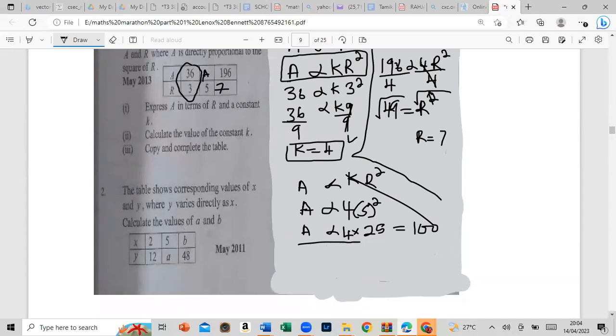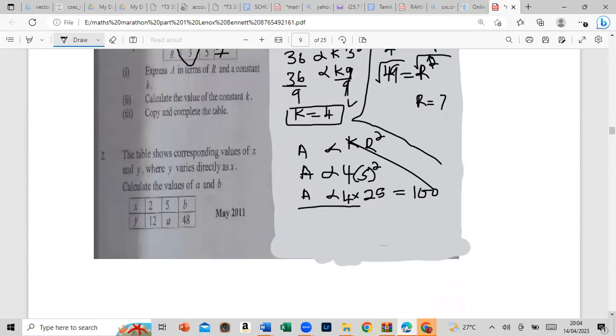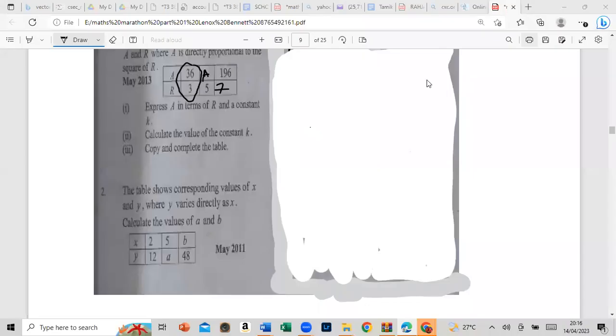All right. Try this one, guys. The table shows corresponding values of x and y. We have to read it carefully. It says where y varies directly as x, calculate the values of a and b. All right, let's go. So the table shows the corresponding values of x and y. And this is the key part, right? It says y varies directly as x.